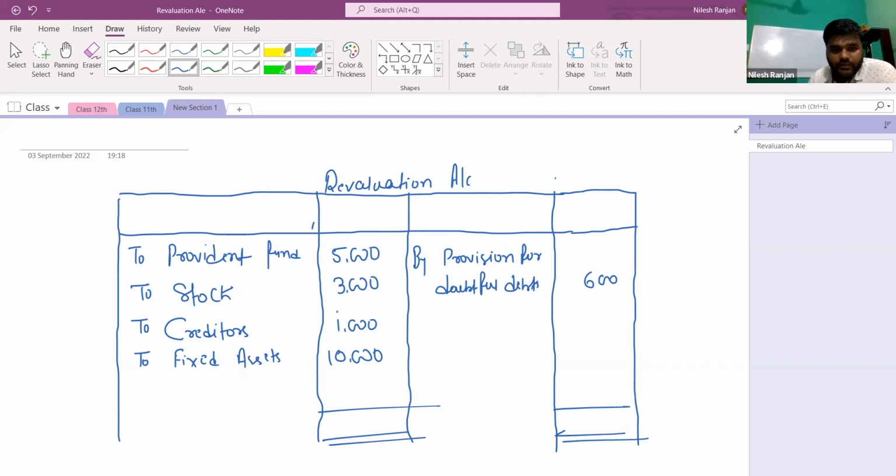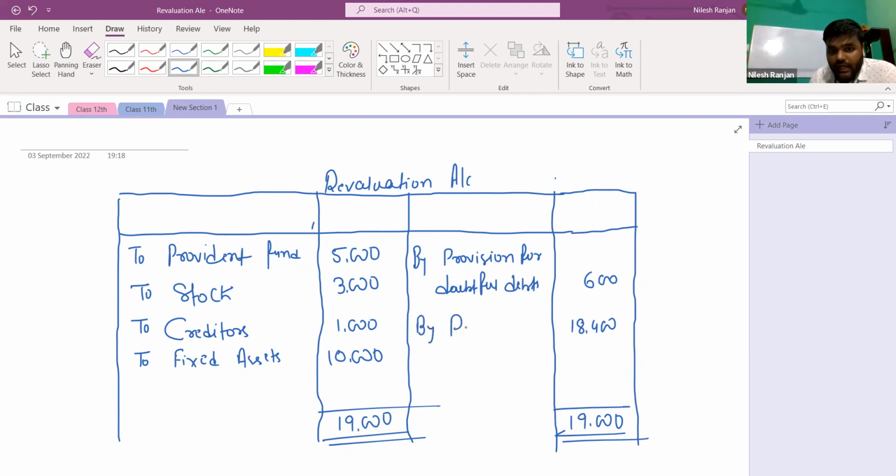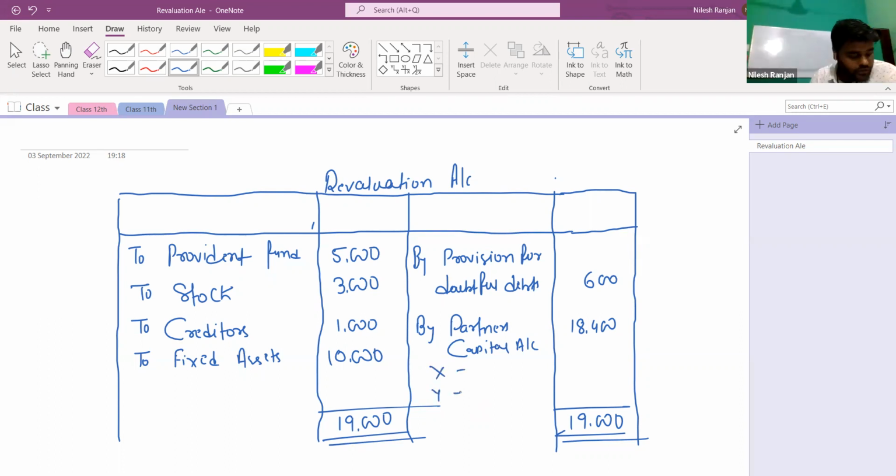10, 11, 14, 19. Is there any other item? No, sir. So the balance will be 18,400, which will be transferred to the partners' capital accounts. Now we have to distribute it. 18,400, in which ratio? Old ratio, sir, between X and Y. In old ratio. So the old ratio was 5:3.